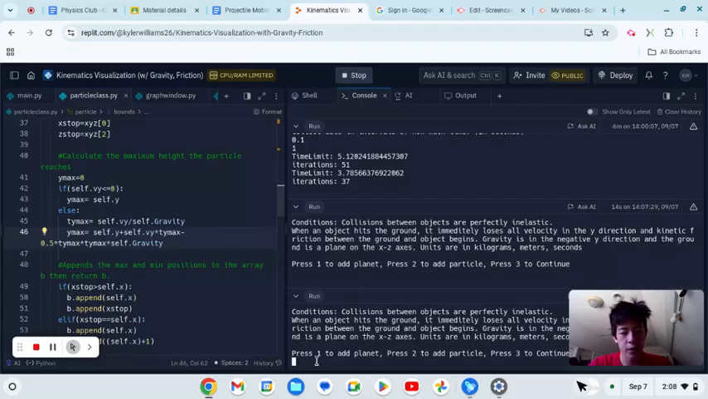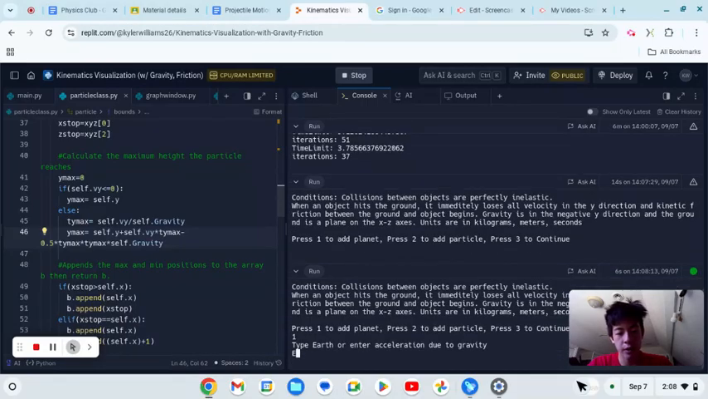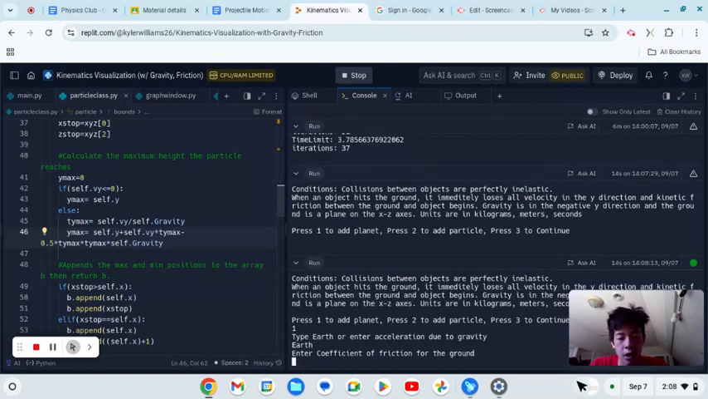So first thing it asks for is to add a planet, so let's go ahead and do that, and I'm making the planet Earth. And what that means is the acceleration due to gravity is 9.8 meters per second squared. The coefficient of friction for the ground is basically asking how rough the ground is, and that'll tell you how quickly the particles slow down when they hit the ground.